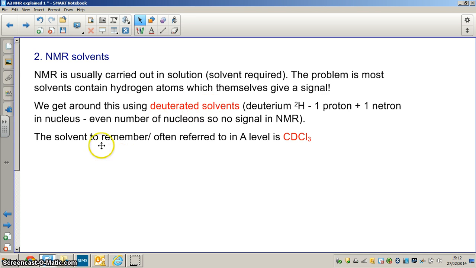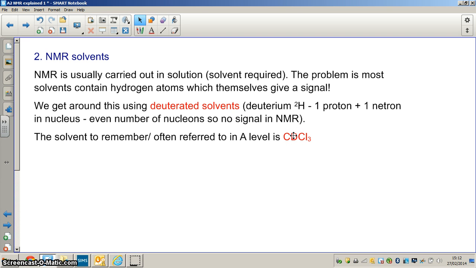And finally, the most common solvent to remember, and which is often referred to in A-level examinations, is CDCl3. And it's worth remembering this solvent. Here we've got a carbon, we've got an atom of deuterium, and we've got 3 chlorine atoms, forming a molecule which is a common solvent.